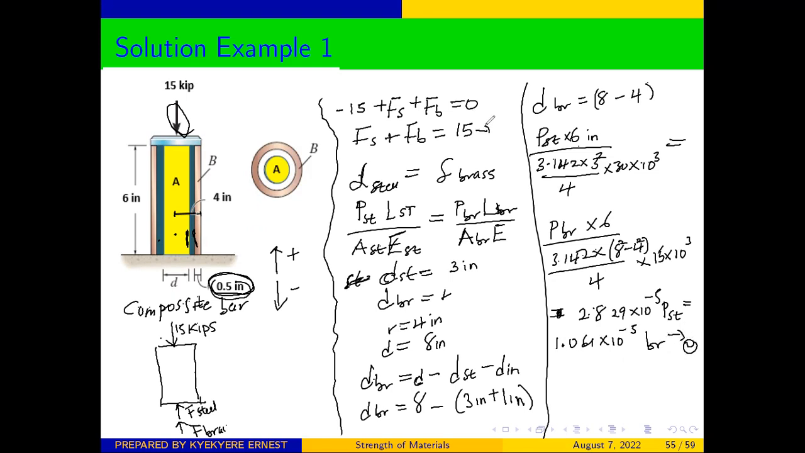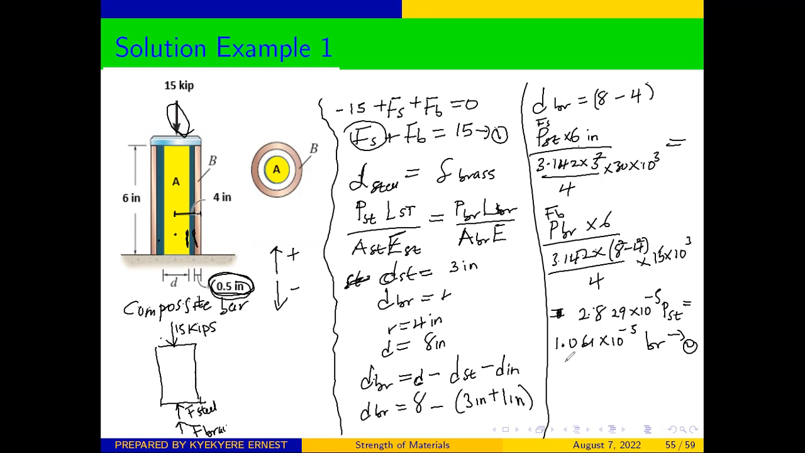And what we have here is our equation 1. Therefore, we solve 1 and 2 simultaneously. And don't forget that the force F steel here is the same as this P steel, so you can substitute that there. And the force F brass is the same as this P brass. So we solve this second equation and this first equation simultaneously.